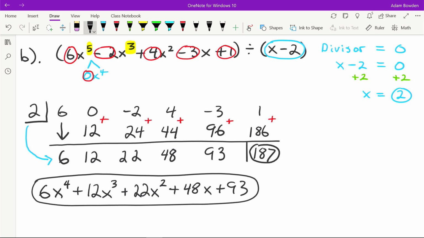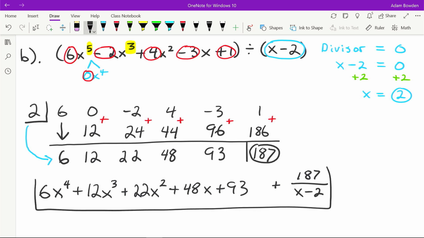Notice how we have enough numbers to go 4, 3, 2, 1 for our powers of x. And the 93 is the last number in the quotient. Then we write down plus 187, the remainder, over x minus 2. That would be our full answer for this one.